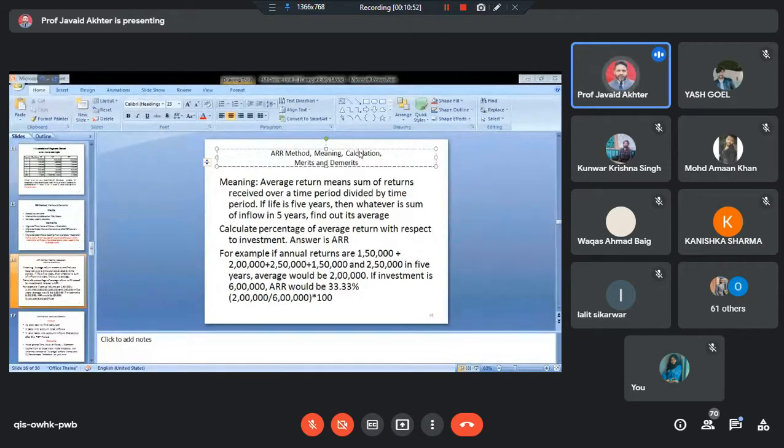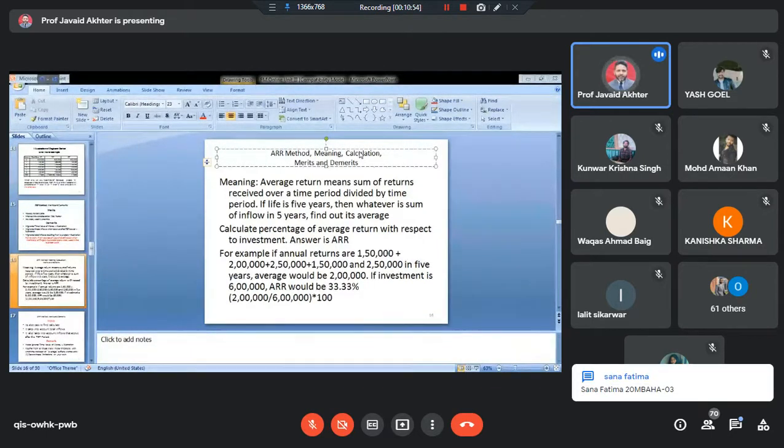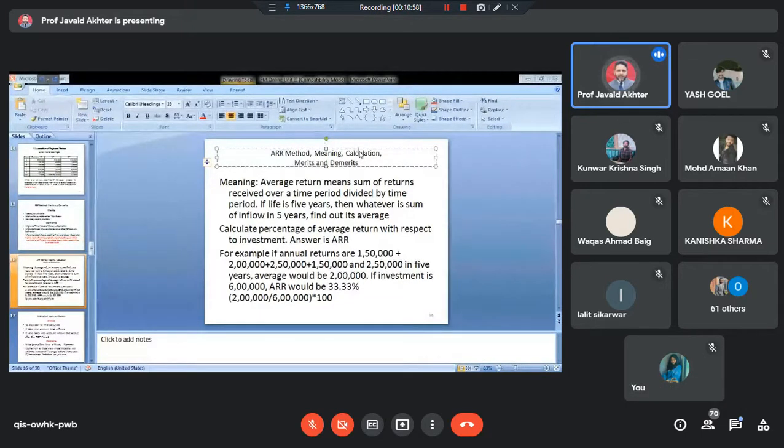So the decision-making criterion is simple. The project which results in the highest ARR is preferred over one which has a lower ARR. Like in payback period, the one which gives you lesser payback, you selected that one. Here, the project which gives you more ARR will be preferred. That is the acceptance or rejection criterion.